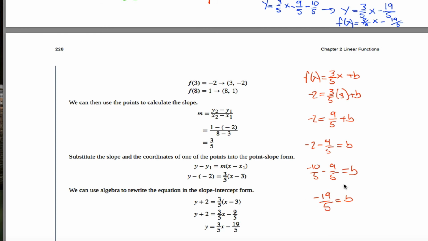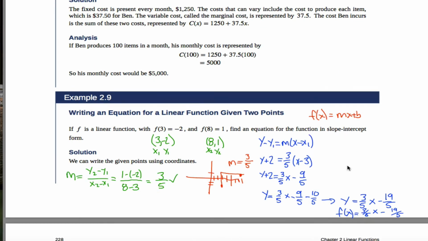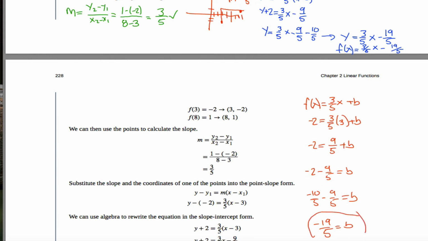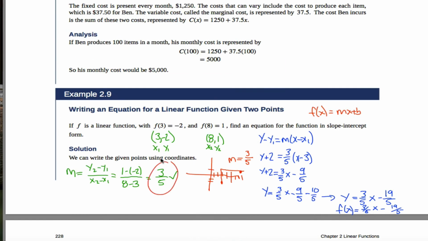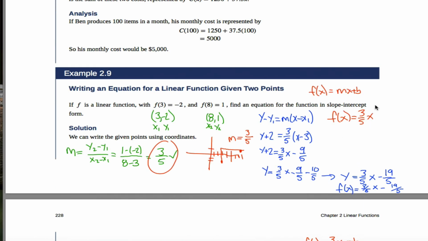If you choose to do it this way, don't leave this as your answer, because this ain't the answer. The question didn't ask you what's the y-intercept. It asks you for the equation in slope-intercept form. So what I have to now do is use this and use this to copy this and say f of x equals m x plus b. And instead of writing plus negative 19/5, I'm just going to write minus 19/5. And note that this is the exact same as this. Lots of different ways to do this example. I'll call this good here.